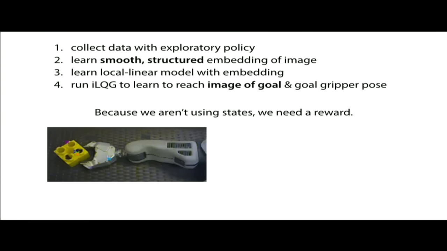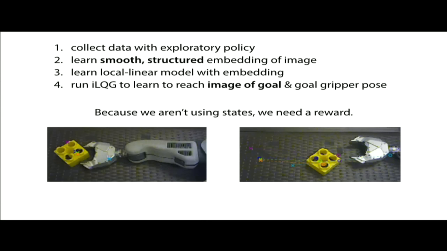And so what we're going to do is provide an image of the goal, as well as the goal gripper pose in this method. For example, say that the robot wants to push this Lego block to the left. This would be an example of an image of the goal. And this might be the initial state of the scenario where the robot wants to push the Lego block to the left.